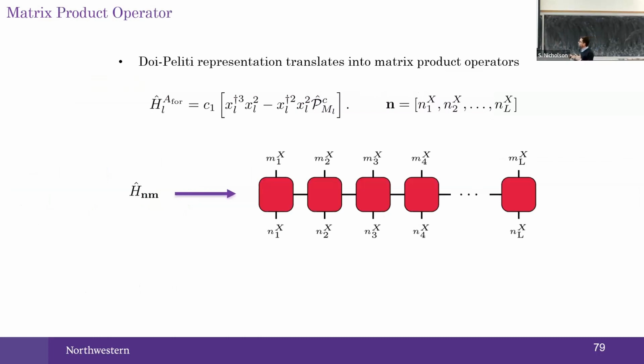So you can also do this with your dynamics. And so now instead of forming a matrix product state, we're going to form what's called a matrix product operator. And what happens is, by writing this in our Doi-Peliti form, it looks horrible, but it's actually relatively easy to form a matrix product operator out of this. In most cases, you can actually analytically just work out what the matrix product operator form is for a given set of reactions.